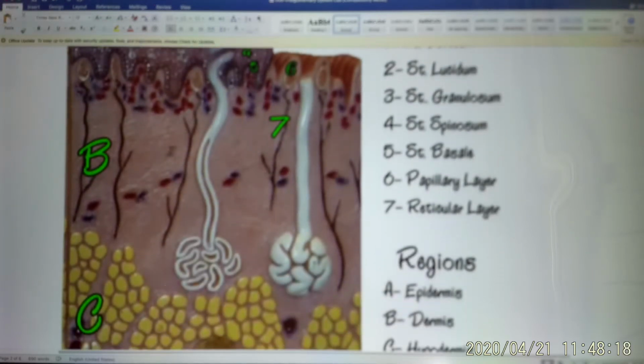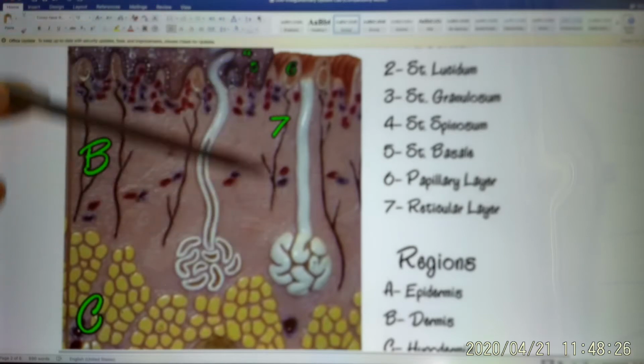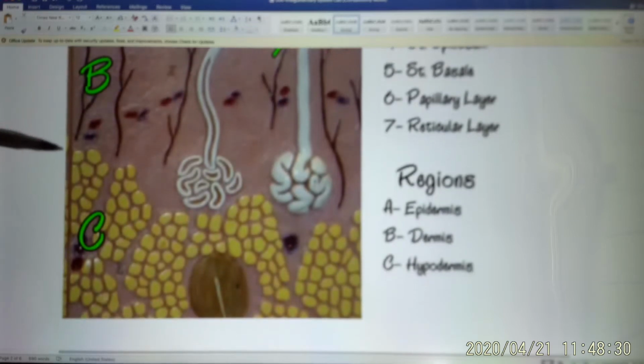Your dermis only divides into 2 layers. You have the papillary layer, about 20%, and the other 80% is the reticular layer. And when you see the fat, you know you are in the hypodermis, also called the subcutaneous layer.